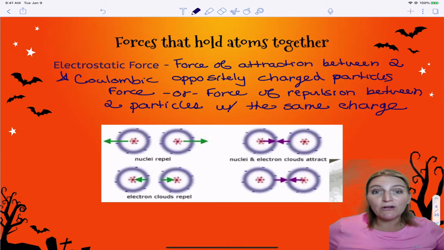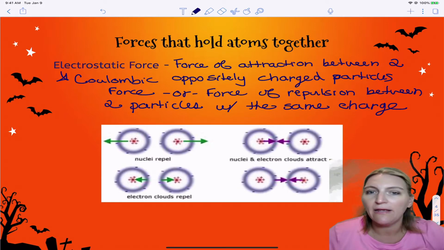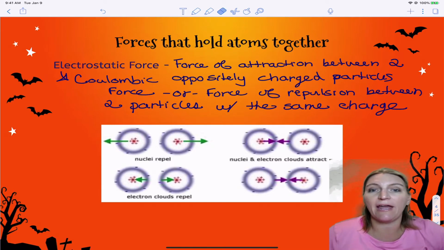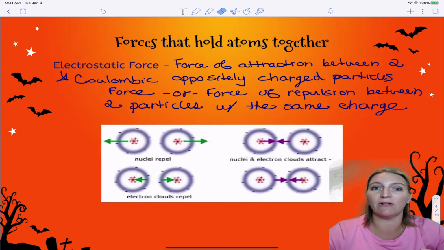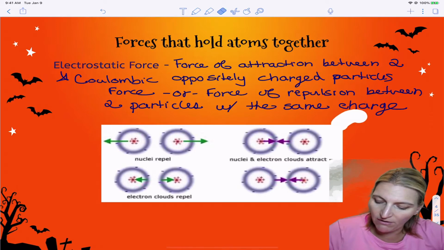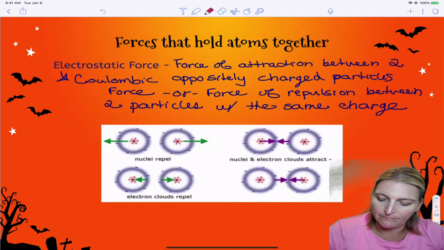Okay, so you may have heard this as opposites attract. That's basically what the Coulombic force is boiled down to its simplest form. And so think about an atom. What are particles with opposite charges in an atom? Well, we know the proton in the nucleus and the electrons in the electron cloud have opposite charges. And so that's what you see here on the right-hand side.